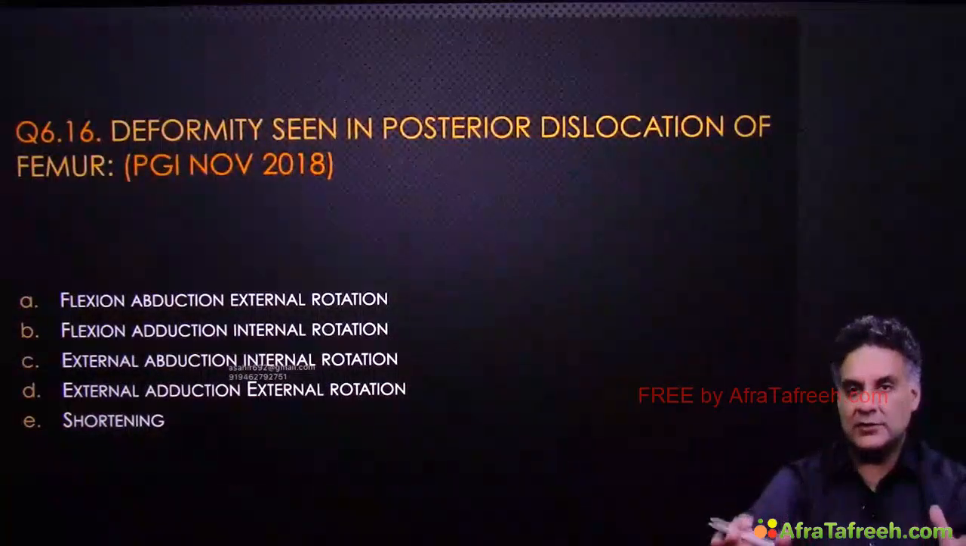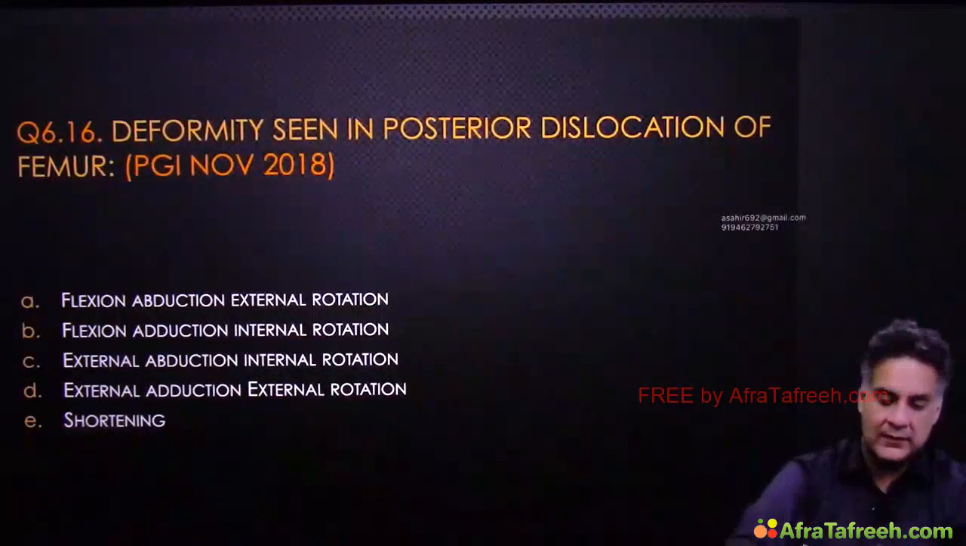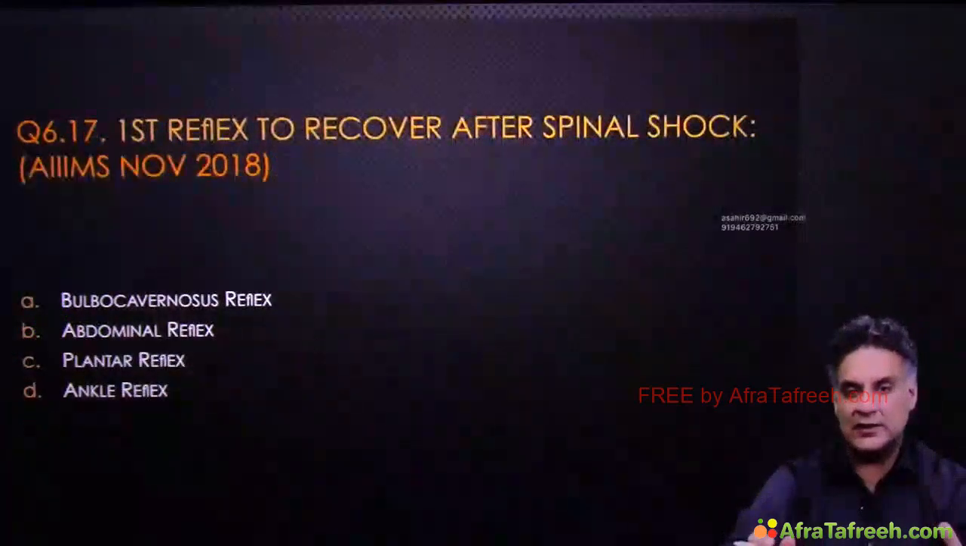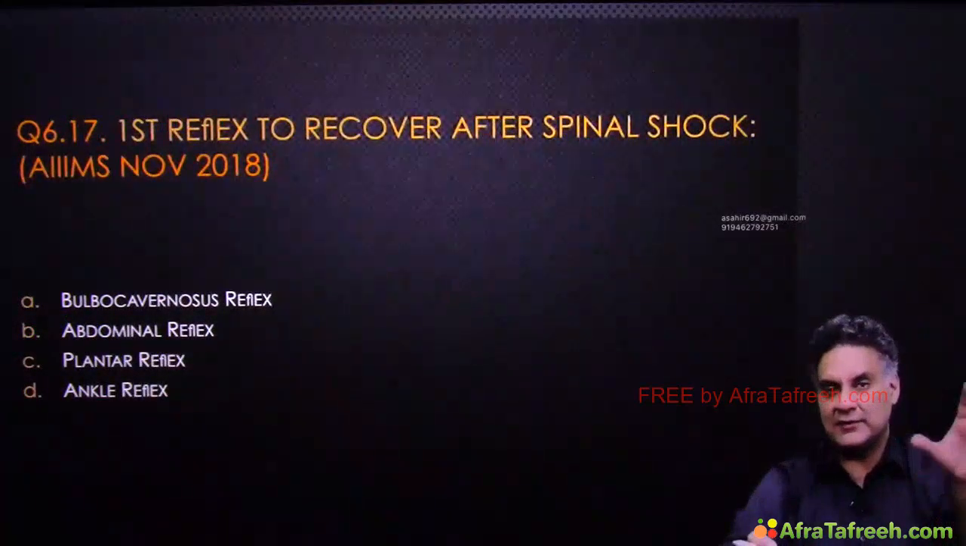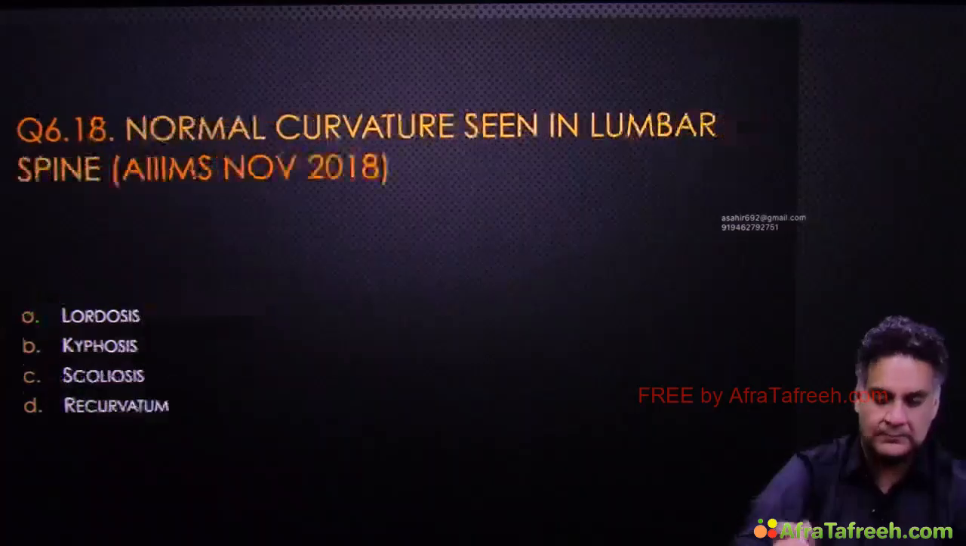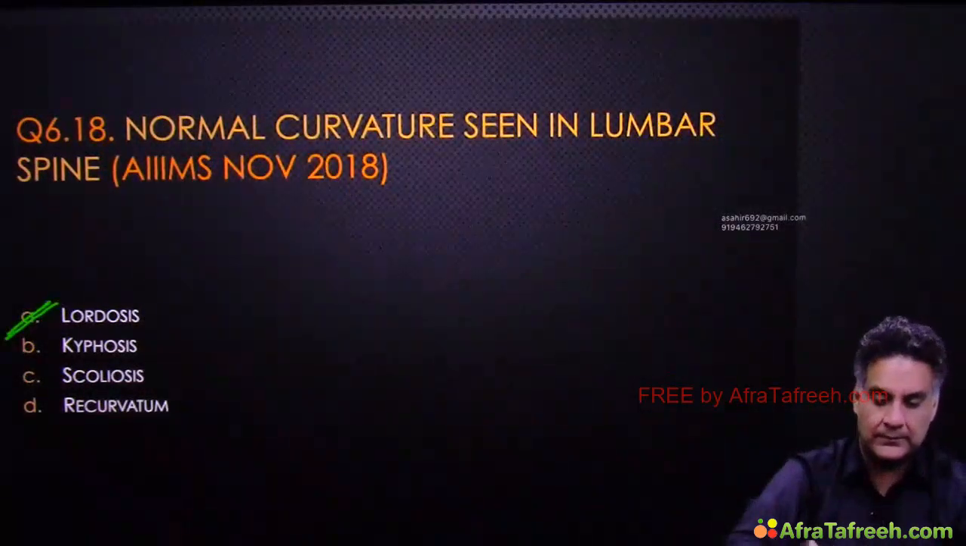Deformity seen in posterior dislocation of femur. So when you talk about posterior dislocation of hip joint, you will have flexion, adduction, and internal rotation along with shortening. First reflex to recover after spinal shock: bulbocavernosus, we'll have a short word about it. Normal curvature of lumbar spine, lordosis.